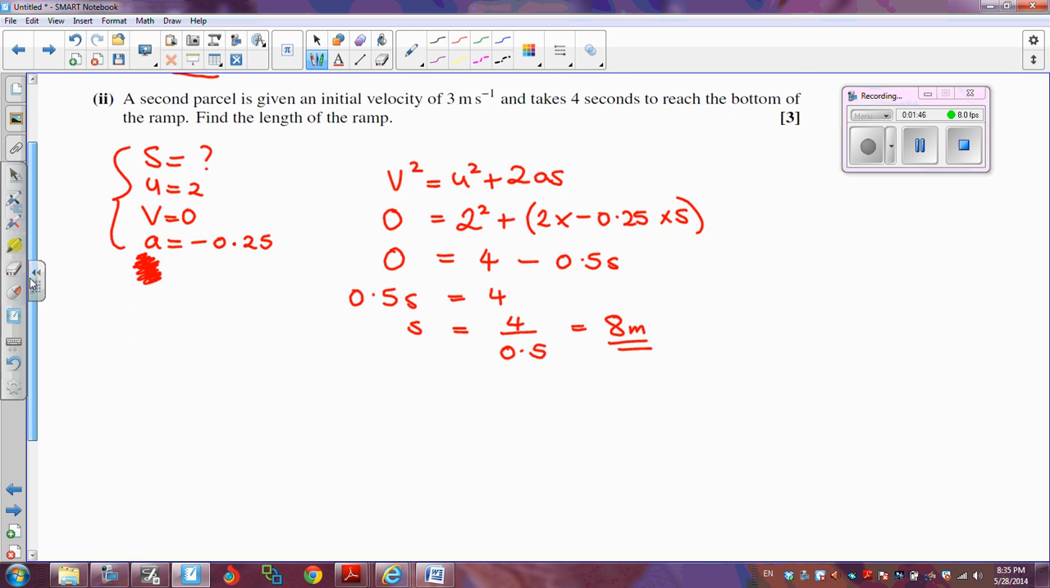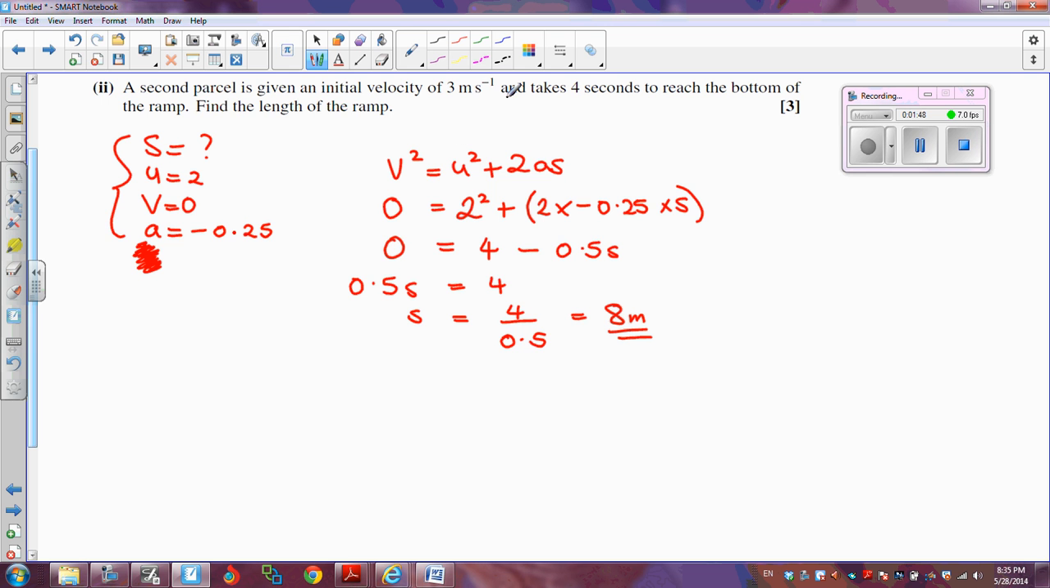Okay, we're now told that a second parcel is given an initial velocity of 3 meters per second. Now it must be a similar parcel, which means its deceleration is going to be the same. So let's put in the information that we've got. We're being asked to find the length of the ramp. So again, we're looking for s. u is 3 meters per second this time.